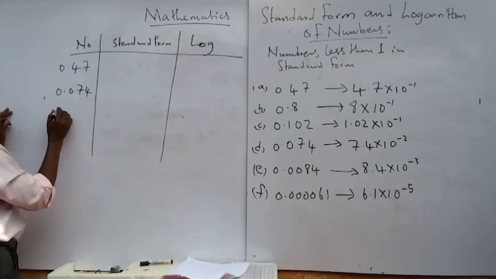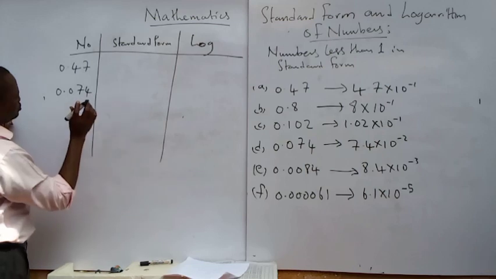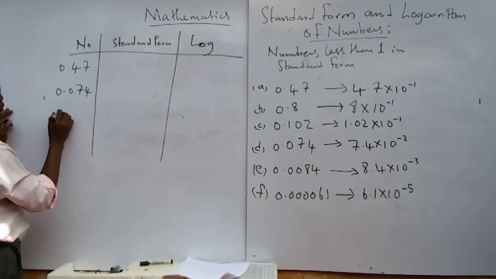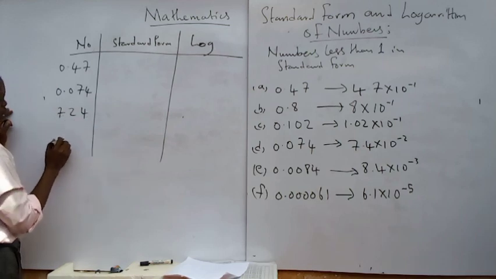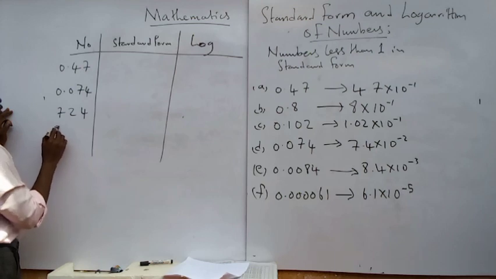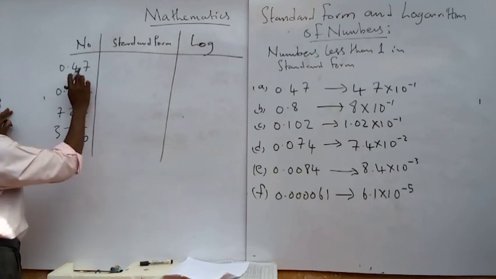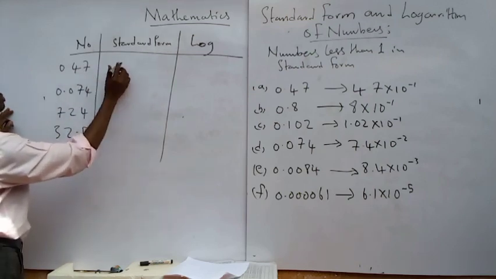And let's assume you now have a number that is greater than 1, like 724, and let's say 32.5.